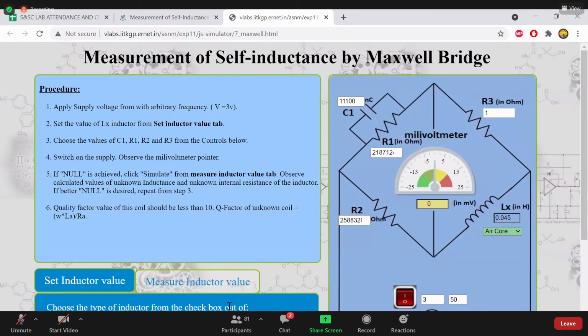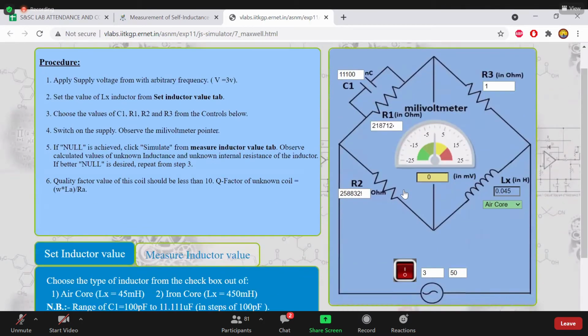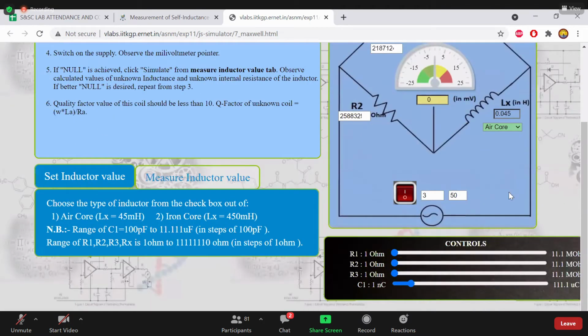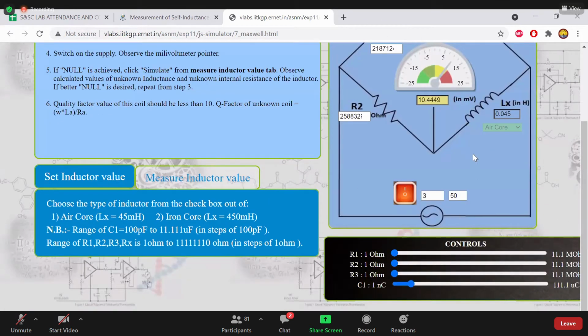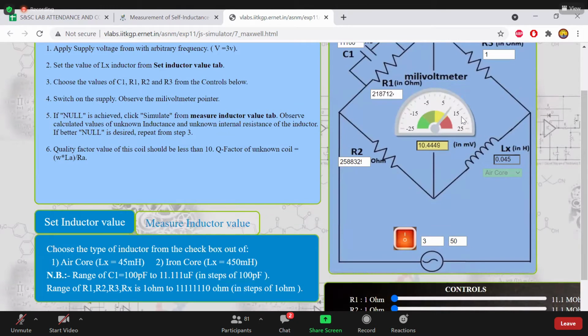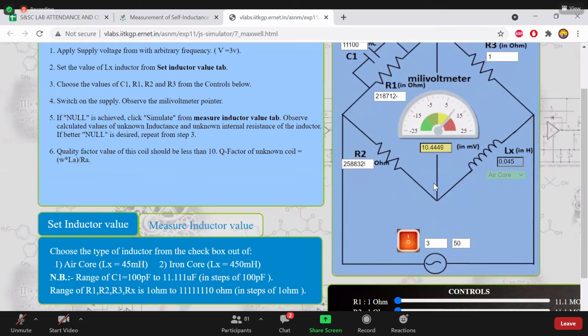Follow the procedure and find out the unknown inductance value, and this is the switch. When you press the switch, the circuit will be in active condition. The active condition means input is applied to the circuit, so you will get some reading. So what is your task? By changing the resistors and the capacitor, you should get a reading of 0.